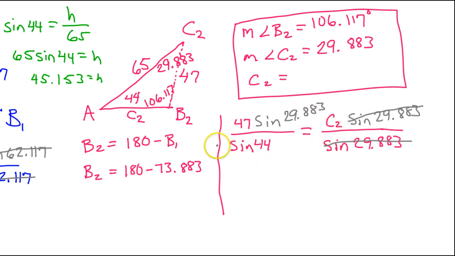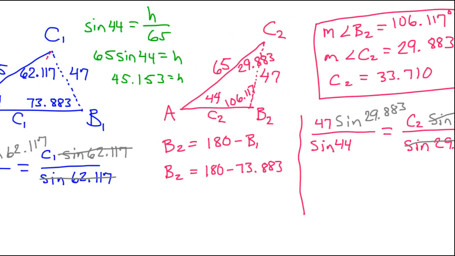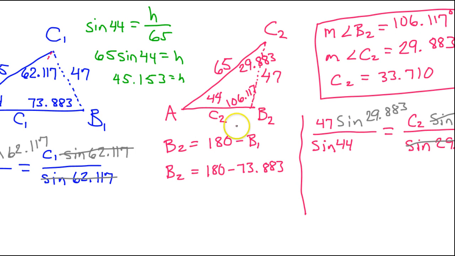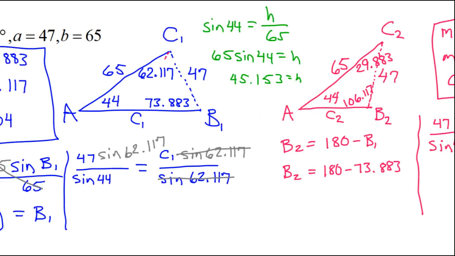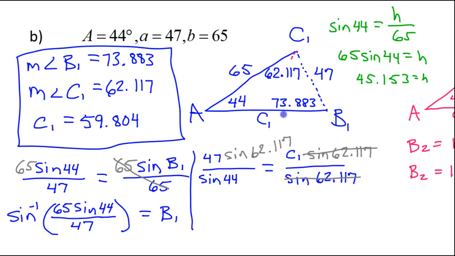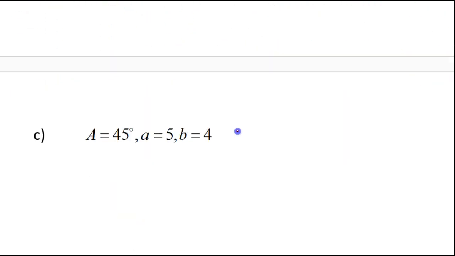So I'm just going to put all this in my calculator at once. And that's going to be 33.710. And that's it. We have solved both triangles. We found the red triangle with the obtuse angle B and the blue triangle with acute angle B. All right, let's keep going.